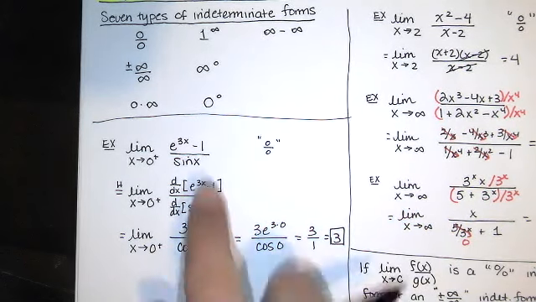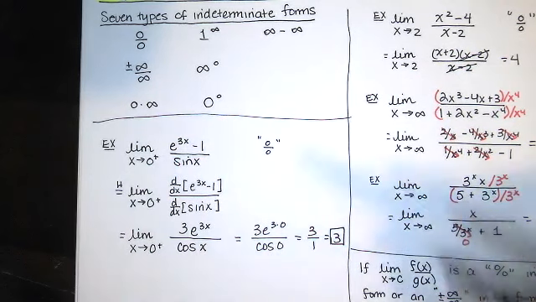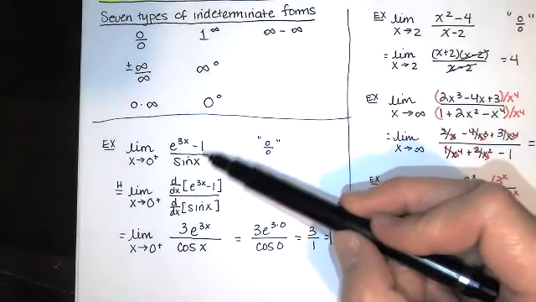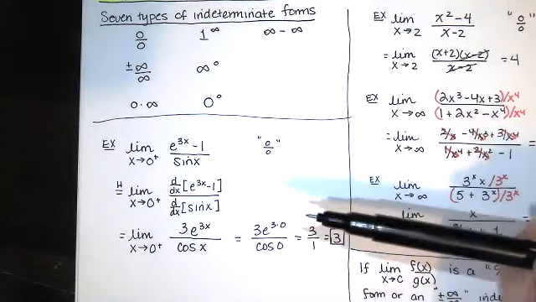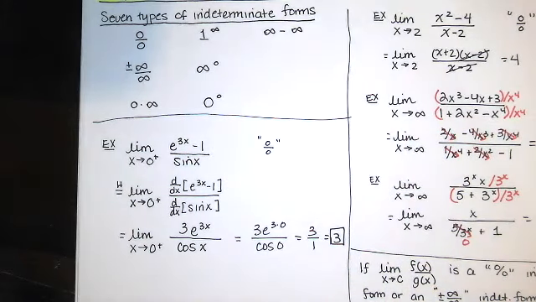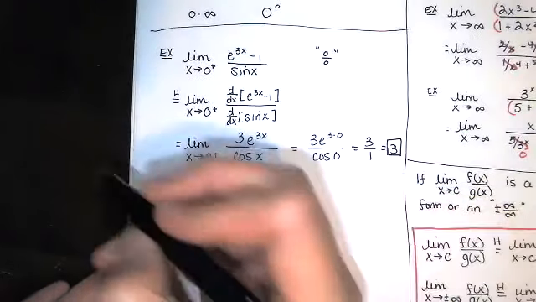Okay, so it looks like with this 0 over 0 indeterminate form, this exponential function and the sine function are approaching 0 at the same rate. Because we got a 3 over here. I think that's kind of cool. Okay. Let's look at another indeterminate form.